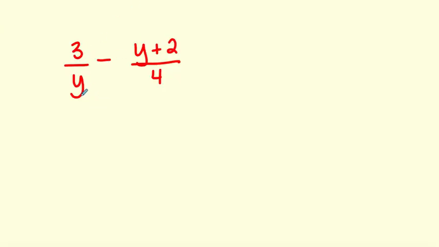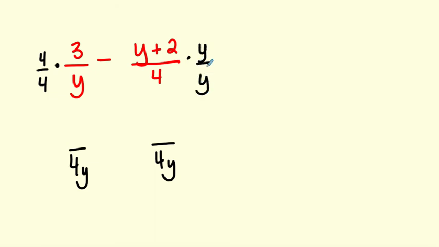All right, last one. 3 over y minus y plus 2 over 4. Again, I need a common denominator. So my common denominator is going to be 4y. So I'm going to multiply this by 4 over 4, and I'm going to multiply this by y over y. But I got to be really careful here, because on the top I get 12, but over here I get y times y gives me y squared, and then 2 times y gives me plus 2y.